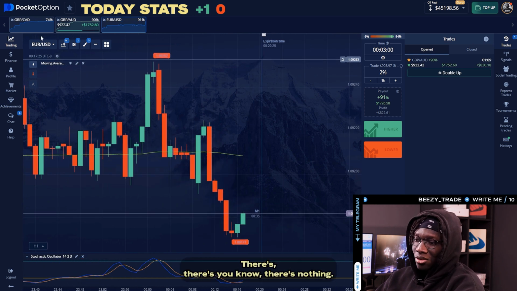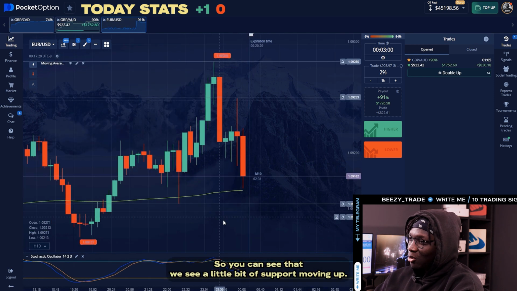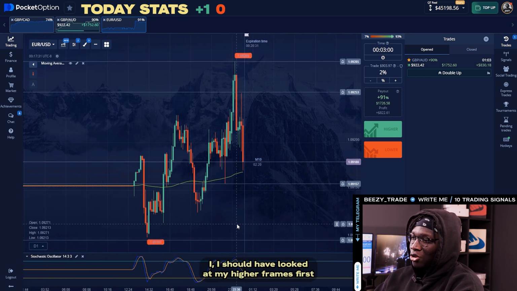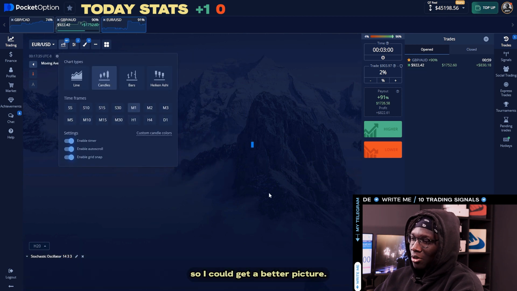You can see that we see a little bit of flush, the market moving up. I should have looked at my higher frames first so I could get a better picture.